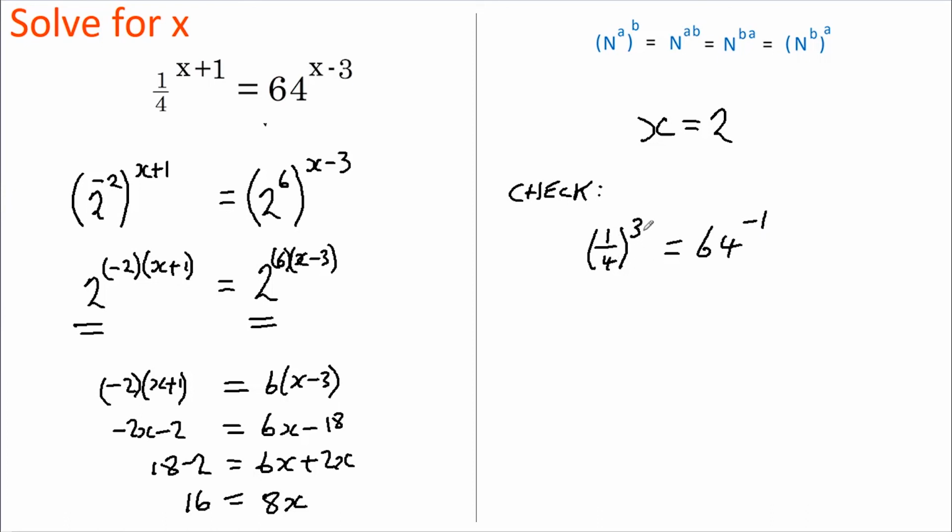Now, 1/4 times 1/4 times 1/4 is 1 over 64. And that equals, well, 64 to the minus 1 is the same as 1 over 64. So yes, our answer of x equals 2 is correct. Did you get that?